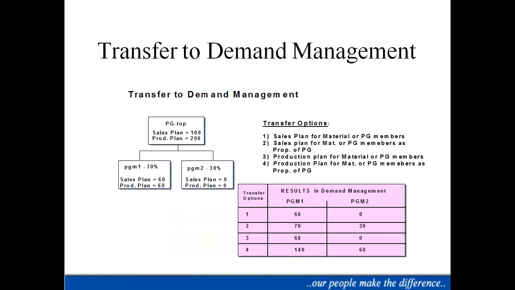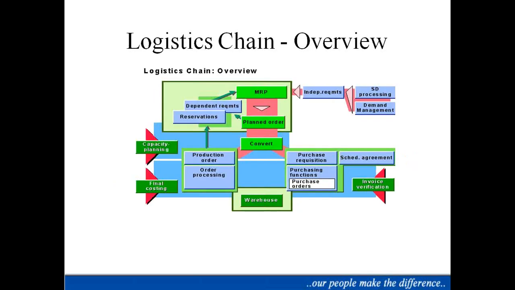And transfer to demand management. Transferring to demand management is nothing but your sales figures getting transferred to your production figures. Ultimately, you will get planned independent requirements in the system for each product group, and each member of the product group. Once the independent requirements are there, from here onwards we know the same story: running the MRP, converting the planned orders to production orders, purchase orders, and so on. This is the simple logistics chain every time.